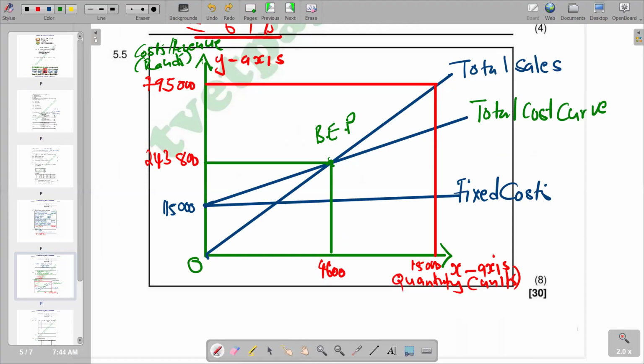The break-even point, we are having it where we have got the intersection of the total sales curve and the total cost curve. And then we also have the maximum production of 15,000, giving us revenue of 795,000, which is sales. And then our fixed costs are indicated by 115,000, producing a fixed cost curve, which is a horizontal curve, or we rather call it a perfectly elastic curve, which is horizontal. We've got a point of origin being indicated. So basically, that's what we have. With that, you can attain your 8 marks that are required on 5.5.